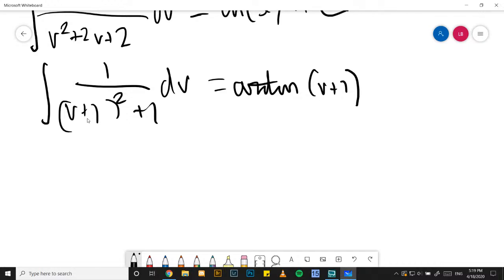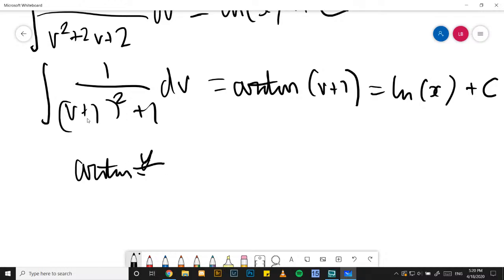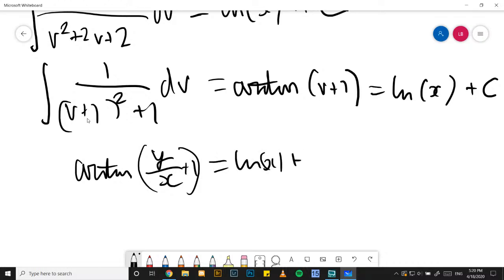So arctan of (v plus 1) is equal to ln of x plus c. And now we can substitute back in for v. We know that y is equal to vx, so v is equal to y over x. So this is the same thing as arctan of (y over x plus 1) is equal to ln of x plus c.